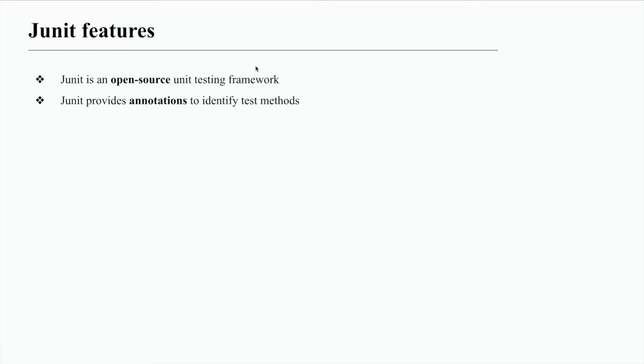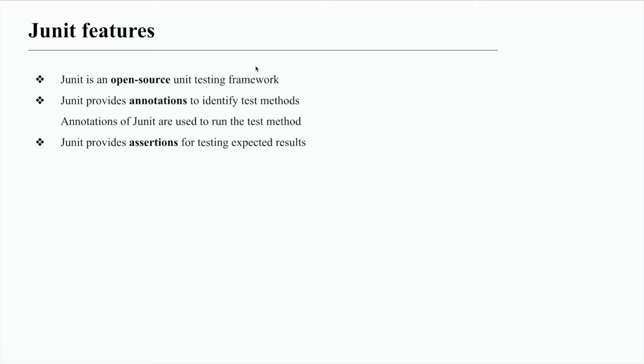JUnit provides annotations to identify the test methods. Annotations of JUnit are used to run the test method. For those who do not understand annotations, they are syntactic metadata that can be added to source code. We can annotate a class, method, variable, or a Java package. JUnit provides assertions for testing the expected results.